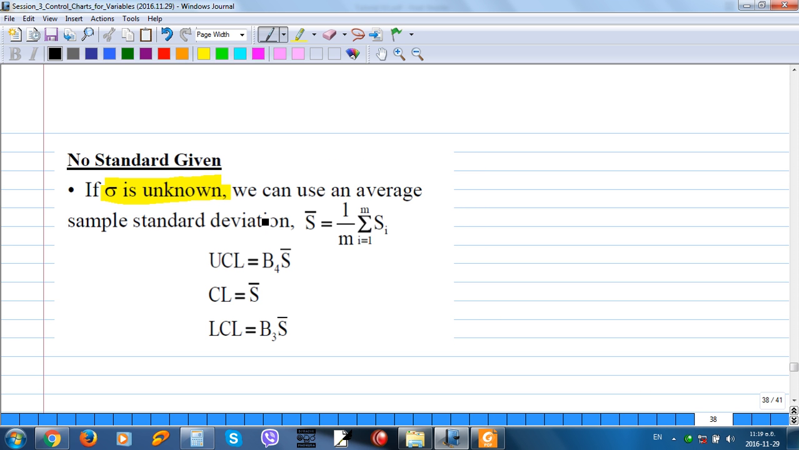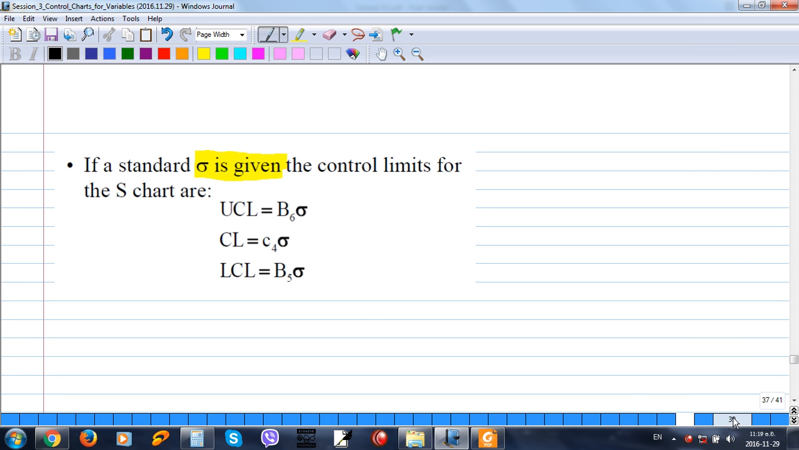Otherwise, if sigma is not given, you have to use these equations in the S charts: UCL equals B4 times S bar, CL equals S bar, LCL equals B3 times S bar. So here you need to find S bar. But if sigma is given, there is no need to find S bar; you can use the earlier equations to find the control limits.